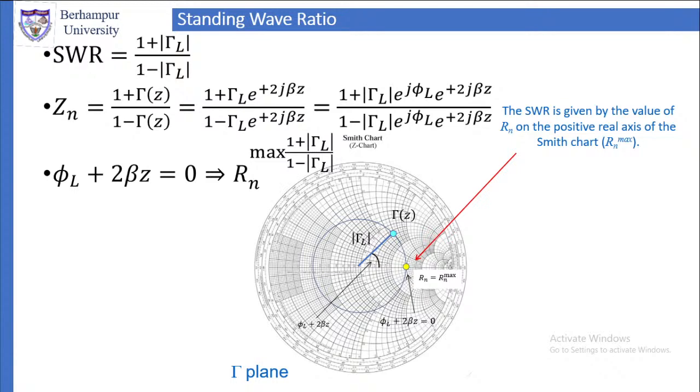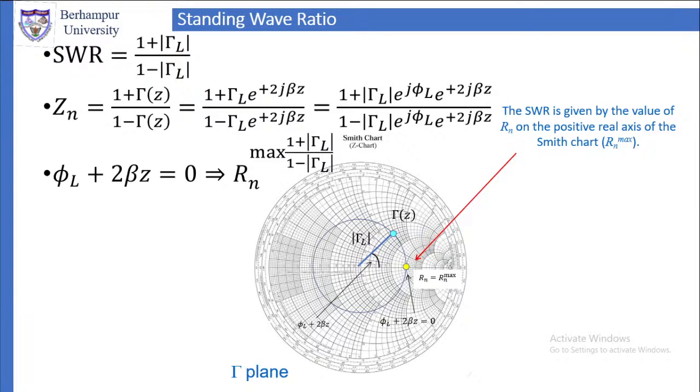Now the maximum value of this Zn will be 1 plus gamma L by 1 minus gamma L. Sorry, 1 plus absolute gamma L by 1 minus absolute gamma L. That will be the maximum value of Zn. So if you look at the maximum value of Zn on the Smith chart, this will be on the right hand side. From the center, if you move to the right hand side, those are going to give us the maximum value. Towards the left hand side, those will give us the minimum value. So those will not hit the maximum value.